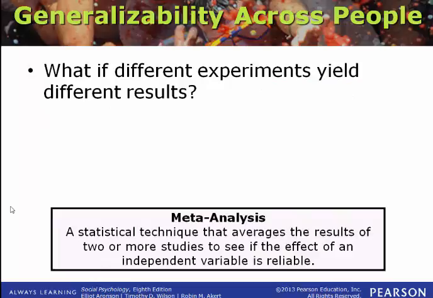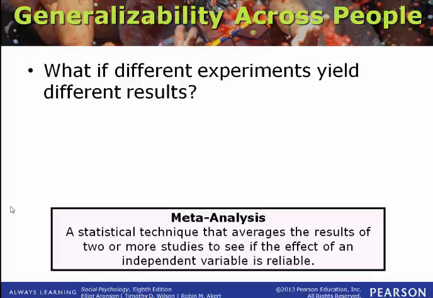However, what is going to happen if different experiments yield different results? Well, this is going to happen because every sample is a little bit different. And so you may find results that are a little bit different across different universities. You might find something that's true of NUW that's not necessarily true of MSU or Ole Miss, right, or other universities in Mississippi. The results may change a little bit.